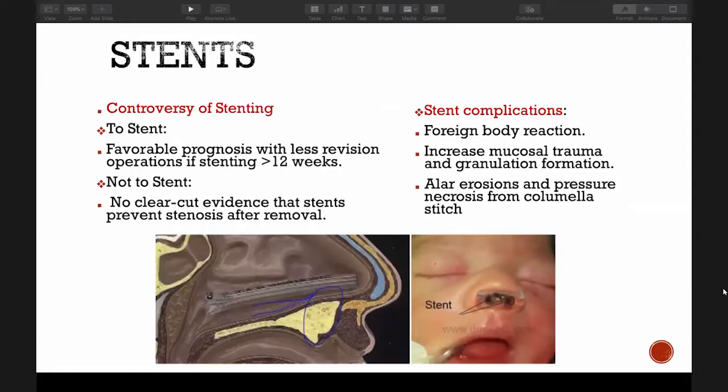So what is the controversy of the stent? There is a favorable prognosis with less revision if the stenting is more than 12 weeks. However, the stent cannot prevent restenosis after removal. Stent complications can lead to foreign body reaction, increased mucosal trauma with granulation formation and alar erosion, and pressure necrosis at the columellar stitch.